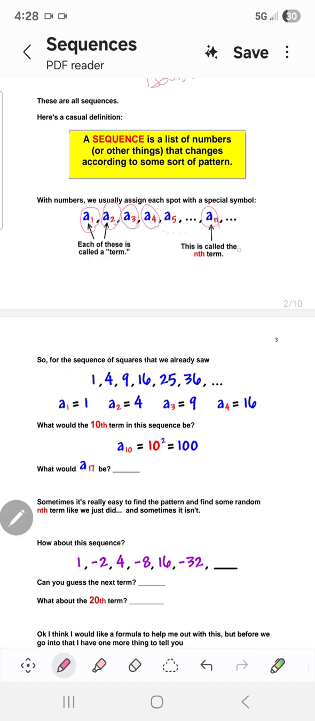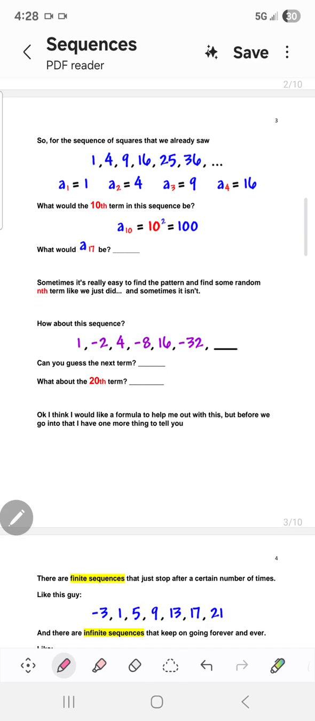And this one's called the nth term. It's some term far out at the end that we can assign an equation to. So for example, for the sequence of the squares, 1, 4, 9, 16, 25, 36, the first term, A1, is 1. The second, A2, is 4. The third, A3, is 9, and so forth. Well, what would the 10th term be? You know the pattern. The pattern is x squared. So the 10th term would be 10 squared. Well, 10 squared would get you 100.